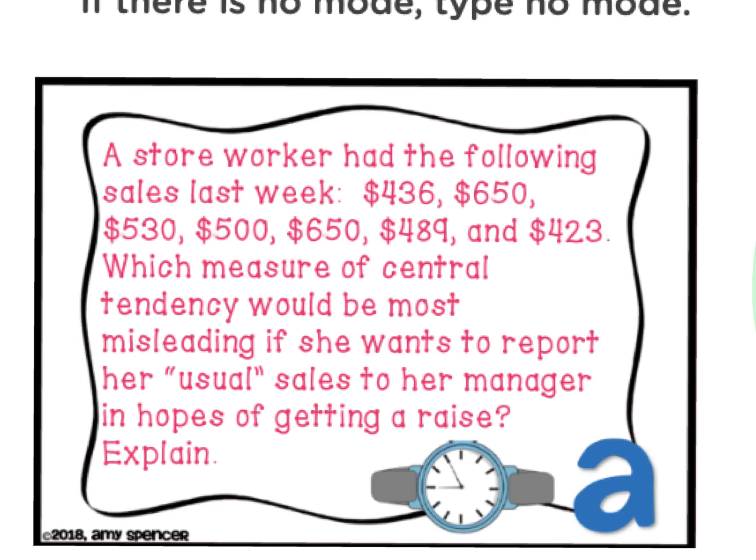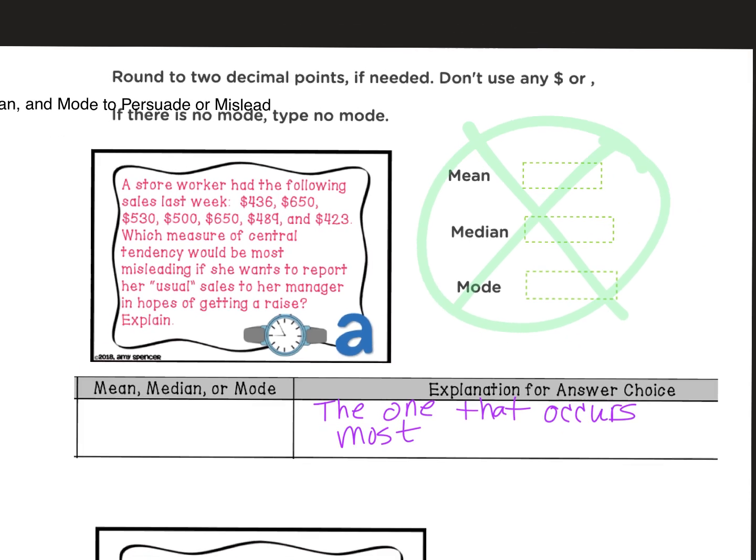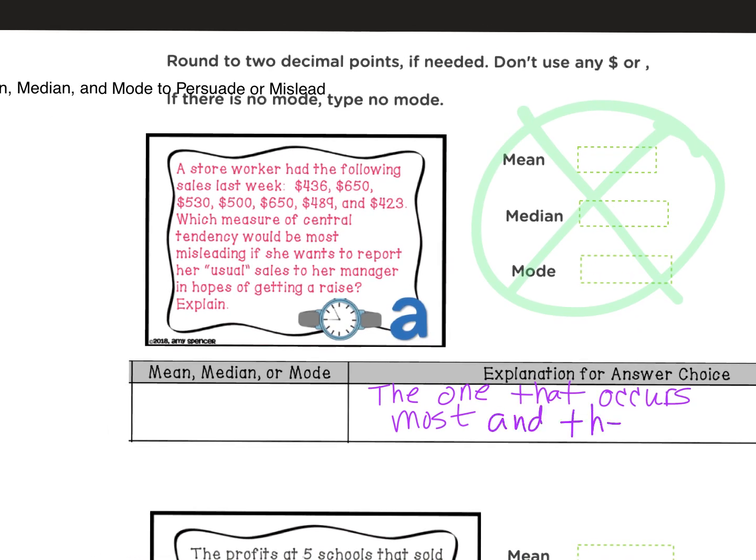Okay, so your reason is beautiful, sir. I'm going to write the reason down because it was perfect. And guys, you should do this too. So for your explanation, it's the one that occurs the most. And the one that occurs the most is this 650. That's also the highest one, too, right? So the one that occurs the most and the highest. She wants to give them the highest number possible.